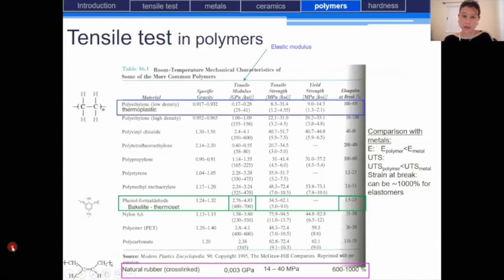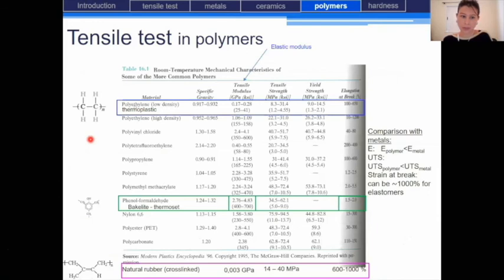So in this table, we can see some values for the tensile modulus, tensile strength, yield strength, and elongation at break for different polymers. As you can see, depending on the class of polymer and the network structure that you have, you obtain very different mechanical behavior.